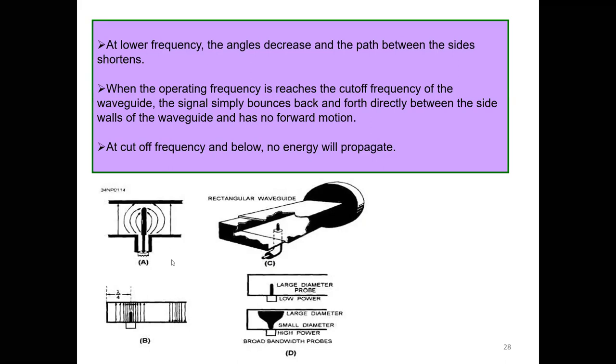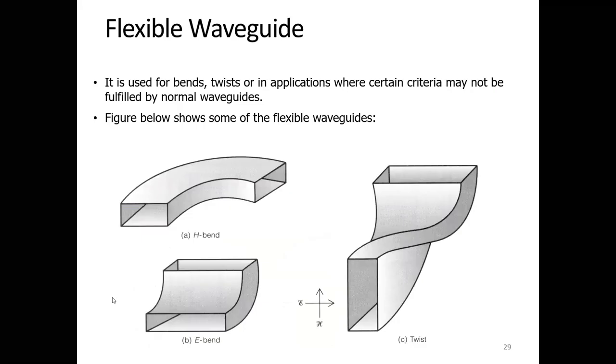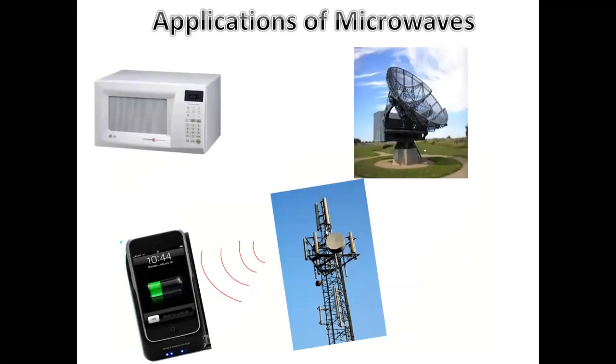This is the rectangular waveguide probe. Large diameter probe, low power; small diameter, high power. So these kinds of waveguides are there, like this is the H band waveguide, this is the E band, this is the twisted waveguide, with electric field and magnetic field. Flexible waveguides are there too. Now look at the applications.